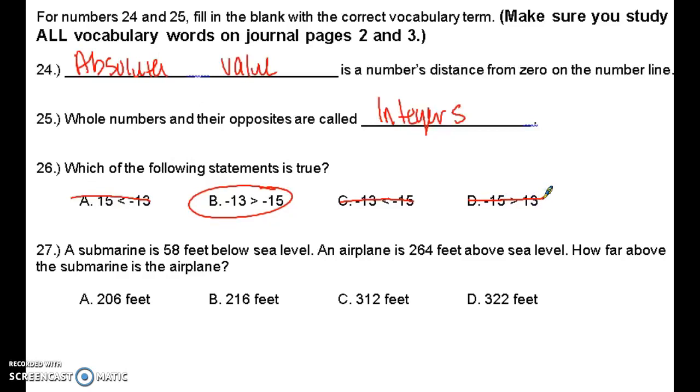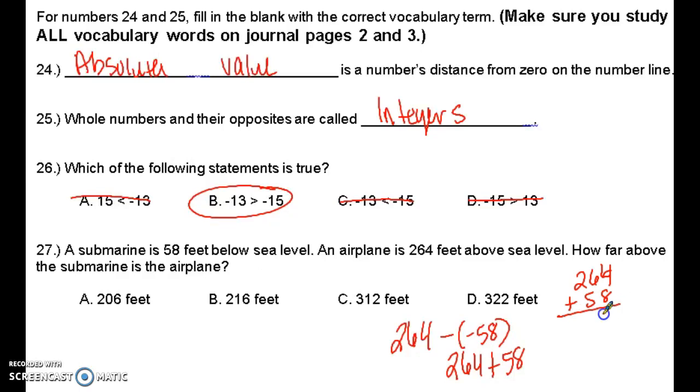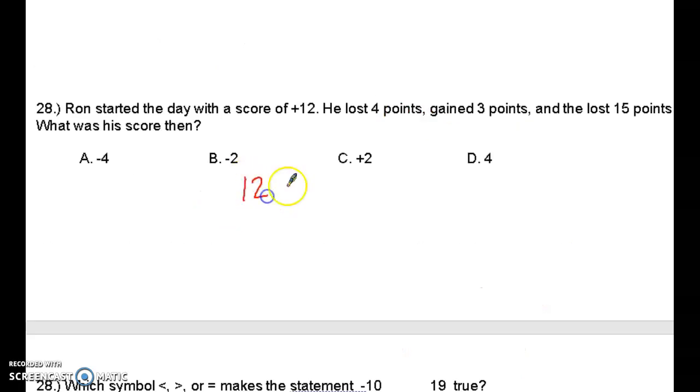A submarine is 58 feet below sea level. An airplane is 264 feet above sea level. How far above the submarine is the airplane? So we're going to take the airplane and subtract the submarine. Of course, when we're subtracting, we change it to addition using additive inverse. Add the opposite. My signs are the same, so now I add. 8 plus 4 is 12. 6 plus 6 is 12. 2 plus 1 is 3. 322 feet.